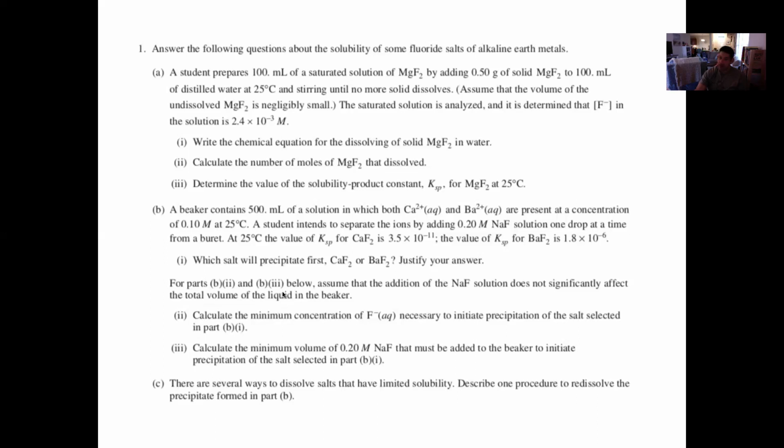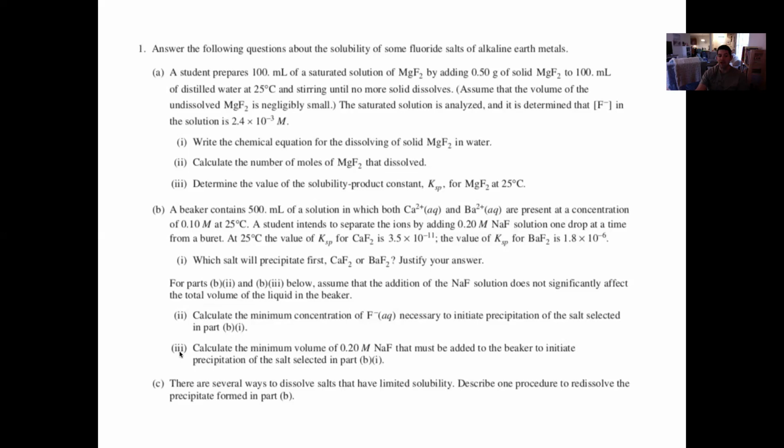For parts BII and BIII, assume that the addition of the NaF solution does not significantly affect the total volume of the liquid in the beaker. So calculate the minimum concentration of F- necessary to initiate precipitation of the salt selected in part BI. So again, the minimum concentration, that's right where the Q is just slightly going above KSP. You could basically think of Q equaling KSP here.